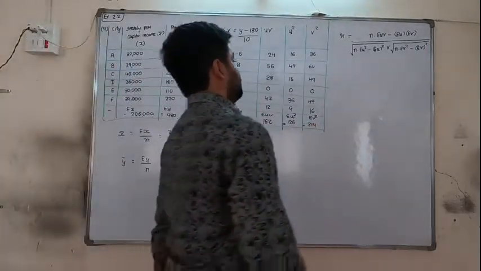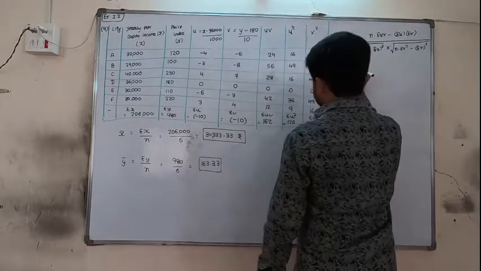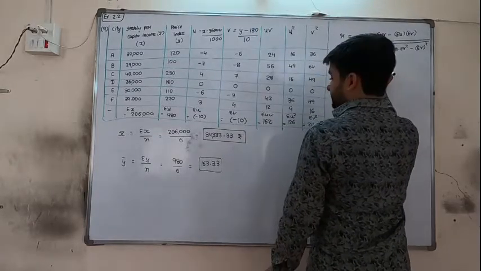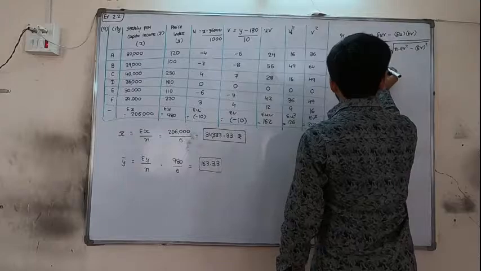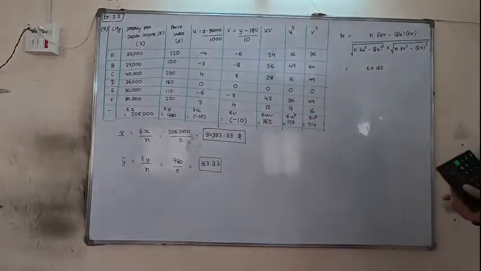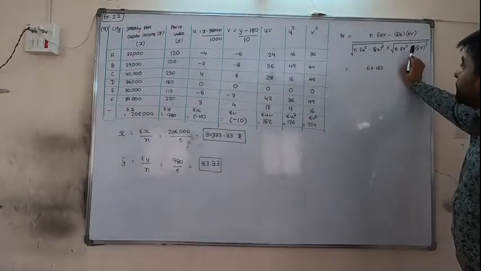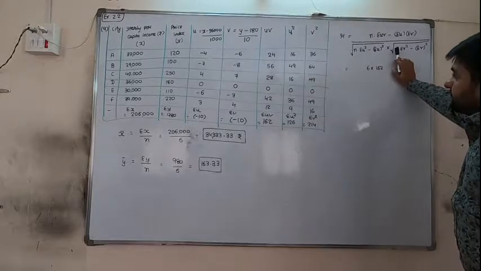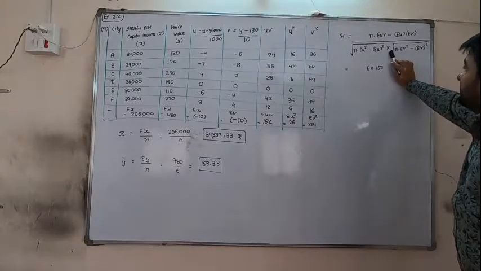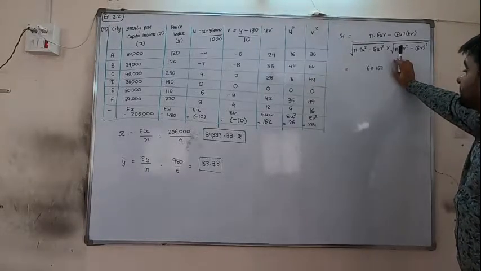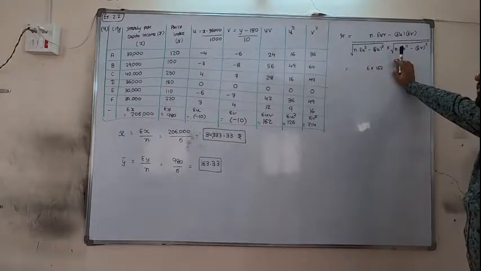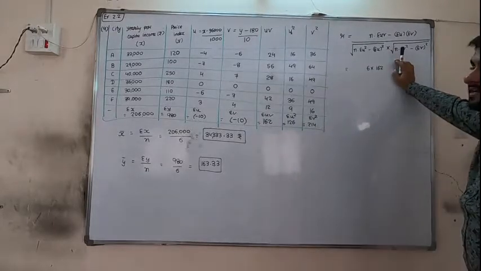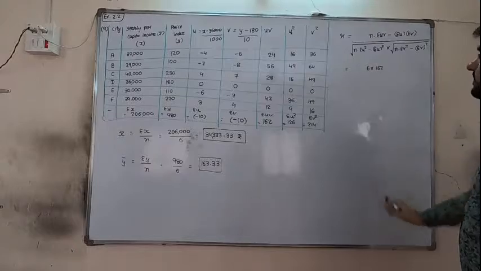Let us do the sum. N is 6, so 6 into sigma uv is 162. See, I have written the formula, I have not spoken it. N into sigma uv minus sigma u into sigma v, divided by square root of n into sigma u square minus sigma u whole square, in the second square root n into sigma v square minus sigma v whole square. The formula will not change whether you are using scale transformation or not.